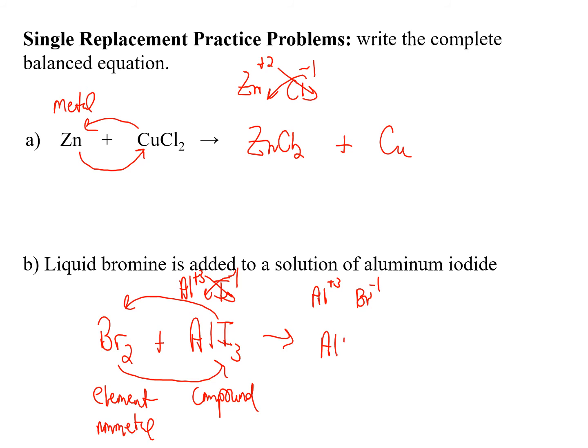I get AlBr3 plus iodine has been replaced and it becomes elemental iodine. Don't forget, iodine is a diatomic. And then we balance. So for bromine, I have a 3-2 combo, so let's think 6, 3, and 2. If we fix the aluminums, I get 2, and then for the iodines, we'll make that 6.